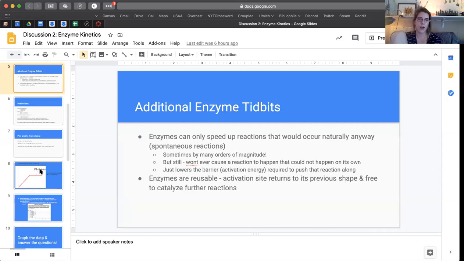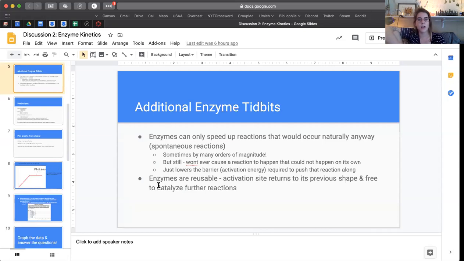So essentially anything that can happen in nature can be sped up by an enzyme if it sufficiently decreases that activation energy hump and pushes that reaction along. That's all I wanted to say about that.